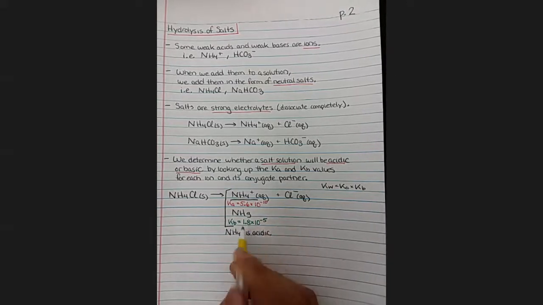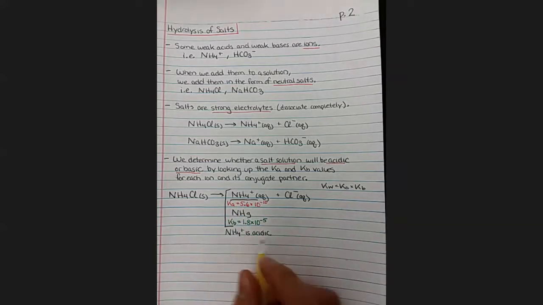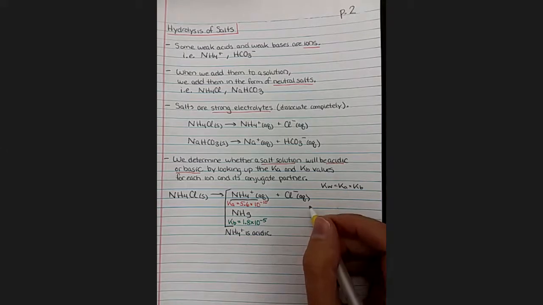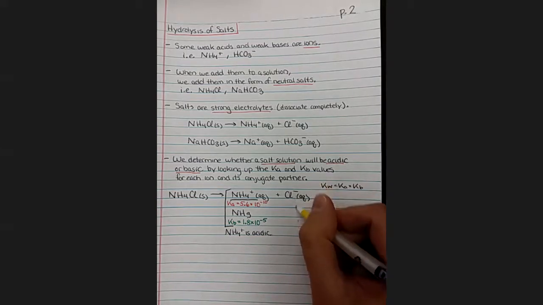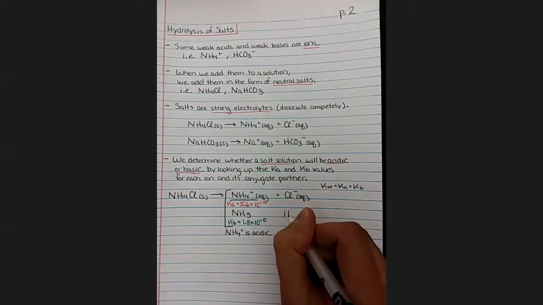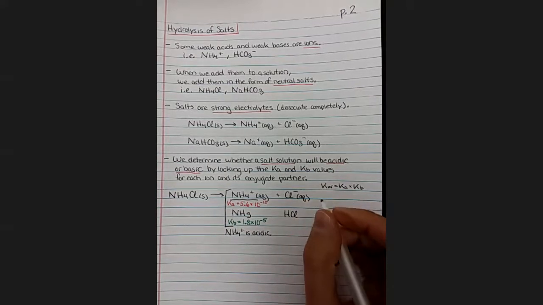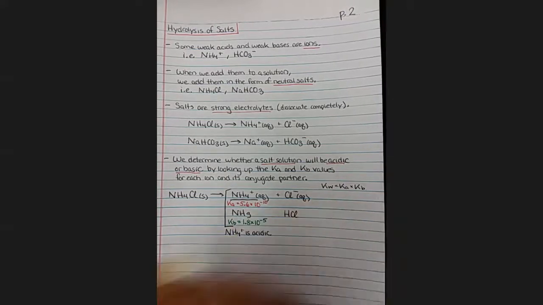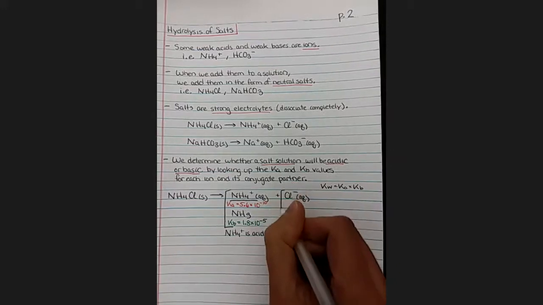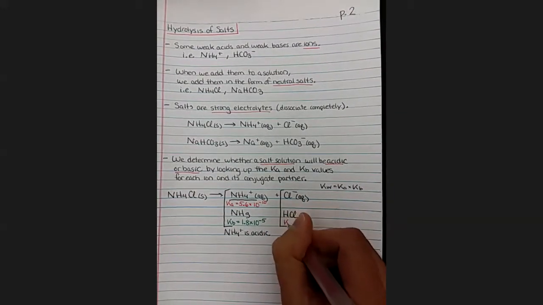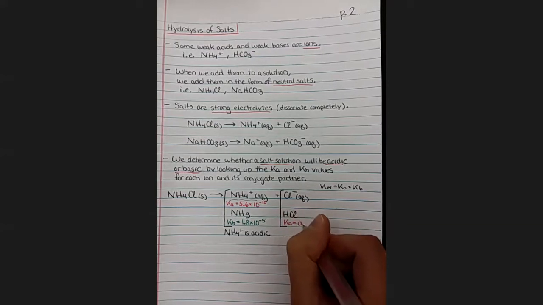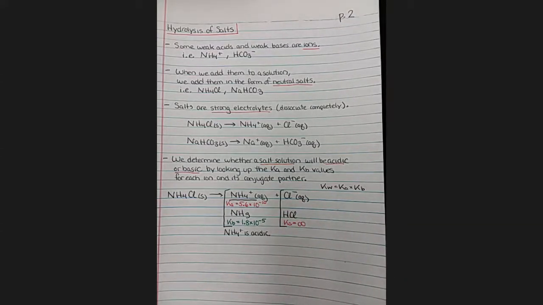And the reason we had to look up NH3 is so that we could find the Ka for NH4. So this is going to be acidic. So now let's do the same for the chloride. So chloride's partner is going to be the strong acid HCl, hydrochloric acid. And we know that hydrochloric acid is strong, so its Ka is going to be infinity. It's going to be too huge to mention.